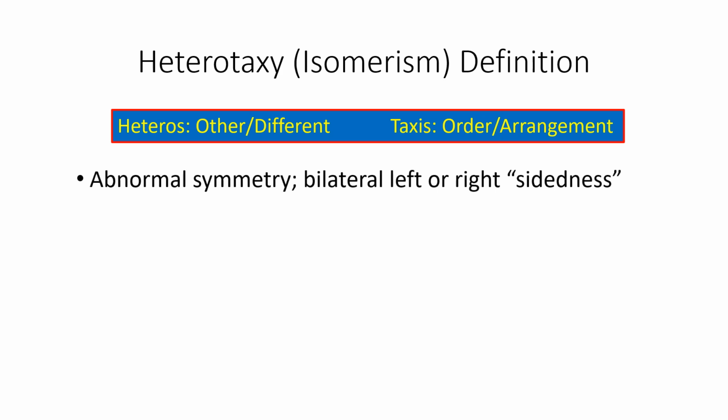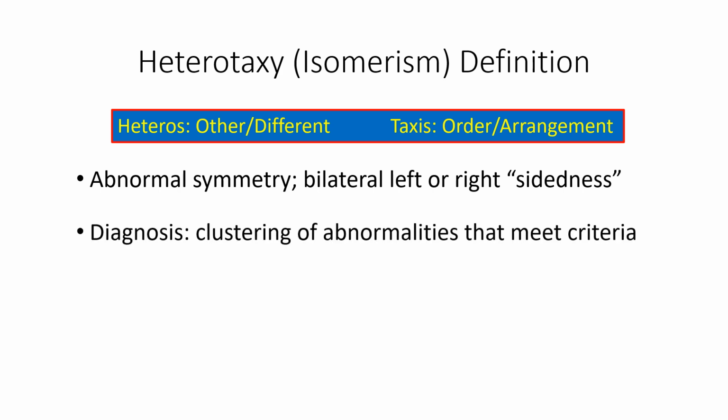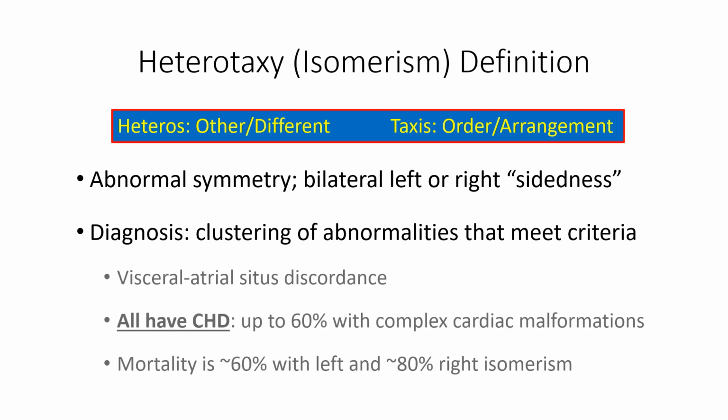And so the definition in terms of anatomical description is when there is abnormal symmetry consisting of bilateral same-sidedness, where the viscera and atrial anatomy is consistent with the features of mirroring of either left or right-sided anatomical structures. The diagnosis is made when a clustering of abnormalities that meet criteria is present, all having to do with visceral atrial situs discordance and other associated non-cardiac anomalies such as intestinal malposition and malrotation.